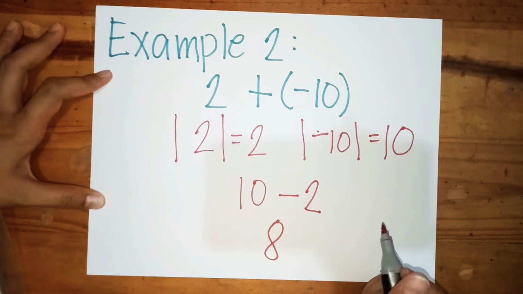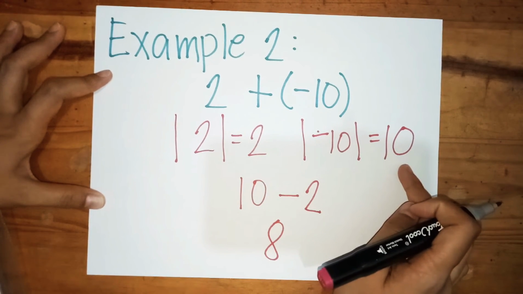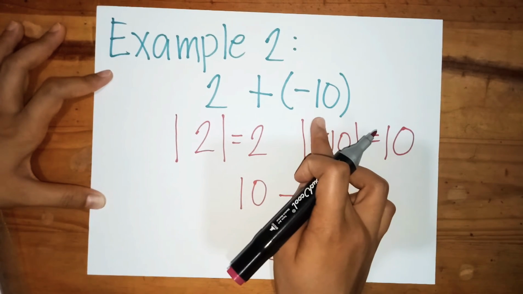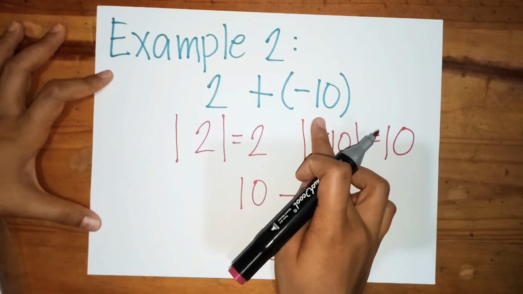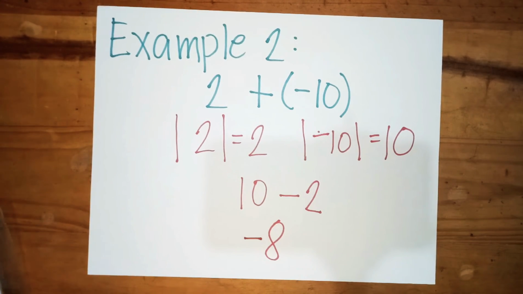Now, go back to the absolute values. Which is bigger, 2 or 10? Definitely, that is 10. And what is the sign of 10? That is negative. Therefore, our final answer is negative 8.